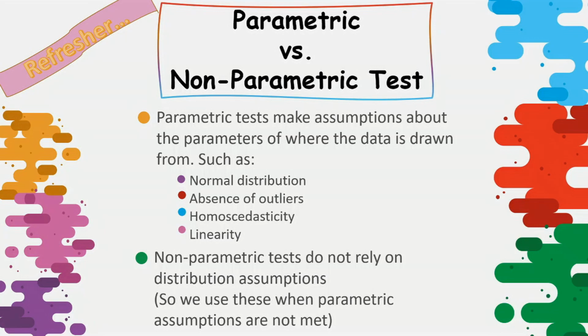Sometimes we assume the type of variables that we're using. If these assumptions are broken, we can consider non-parametric tests, and these don't rely on the assumptions about the distributions. So these are what we use when those assumptions aren't met. If we had a non-normal distribution, we would use a non-parametric test. And let me explain what I'm talking about.